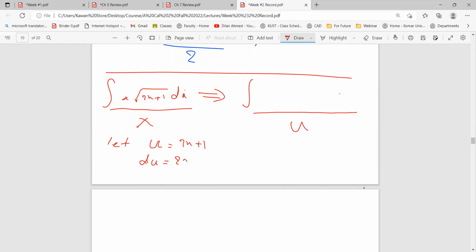I will get what? 2 dx, right? But I need 2 dx or I need x. I need 2 dx or I just need dx because I want to change dx. Of course, I say dx is equal to what? By dividing both sides by 2. Understood?